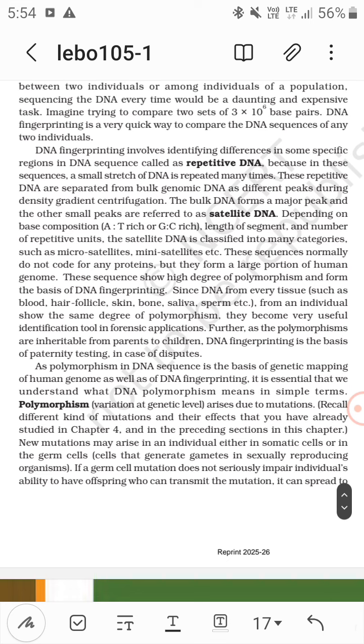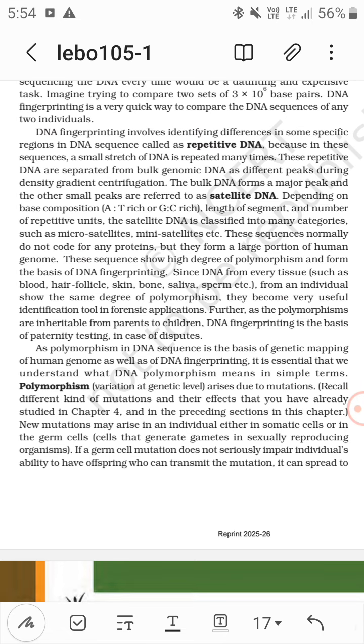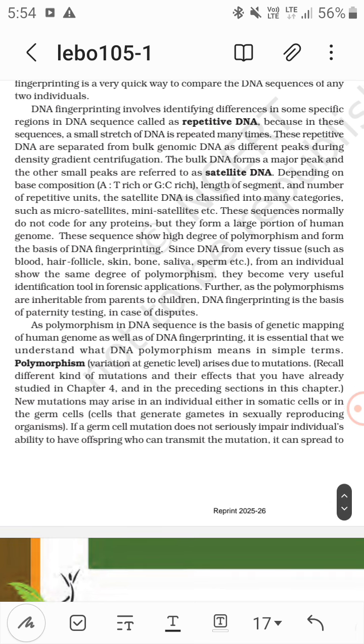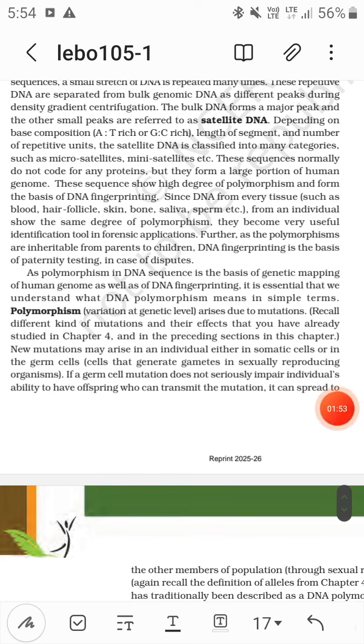Now, polymorphism in DNA sequence is the basis of genetic mapping of the human genome as well as DNA fingerprinting. So it is essential that we understand what DNA polymorphism means in simple words. Polymorphism is a variation at the genetic level that arises due to mutations. Okay.